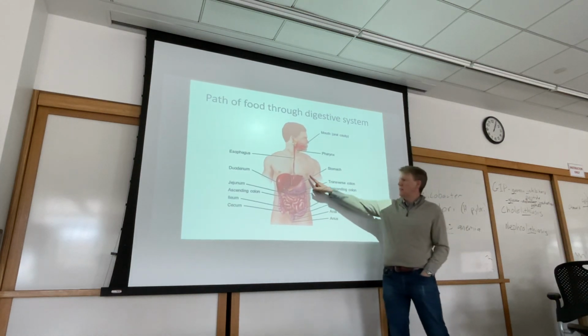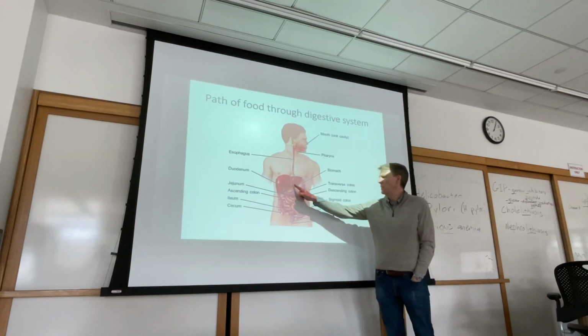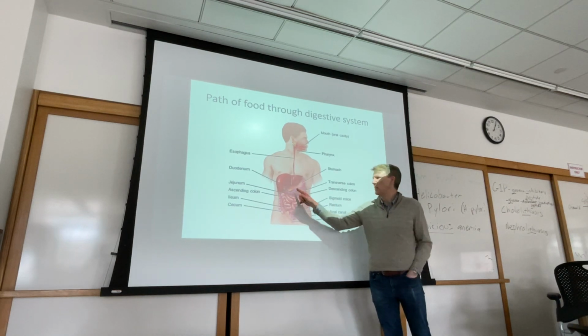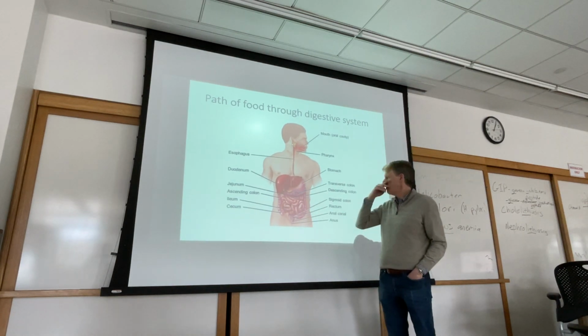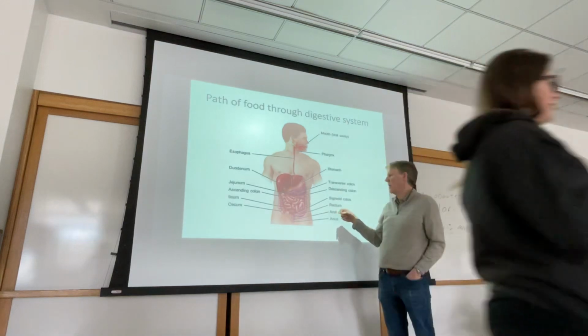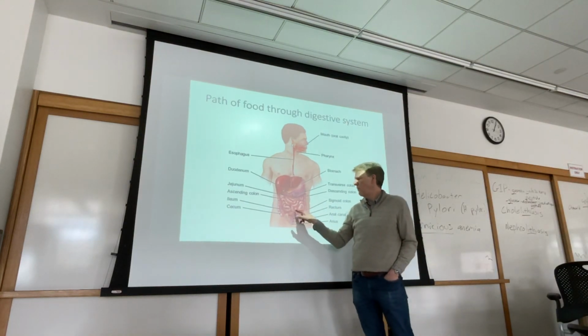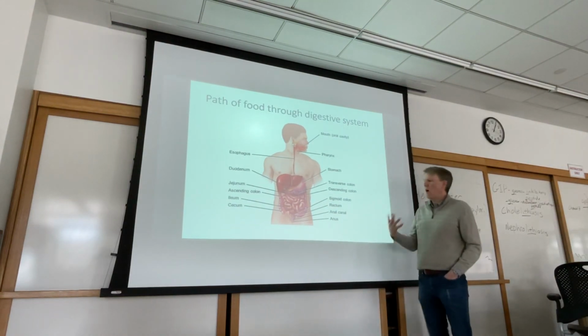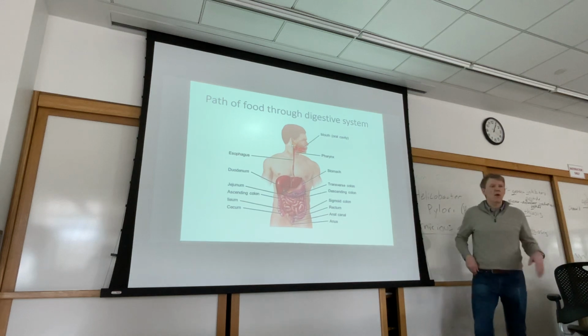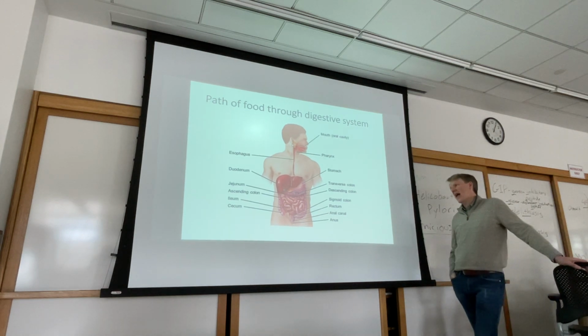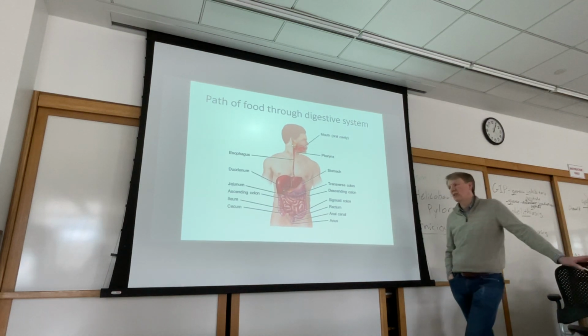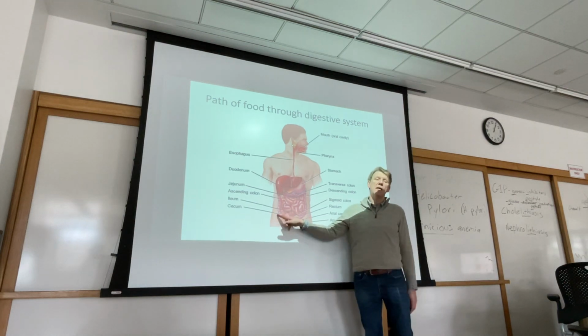Then it's going to go into the esophagus. Then it's going to go into the stomach. Then it'll go into your small intestine. Specifically, it's going to go into the duodenum first. Then it's going to go into the jejunum. And then finally, it'll go into the ileum. Now, after it leaves the ileum, it's going to go into your large intestine. And the first part of the large intestine, which is in the right lower quadrant, is called the cecum.